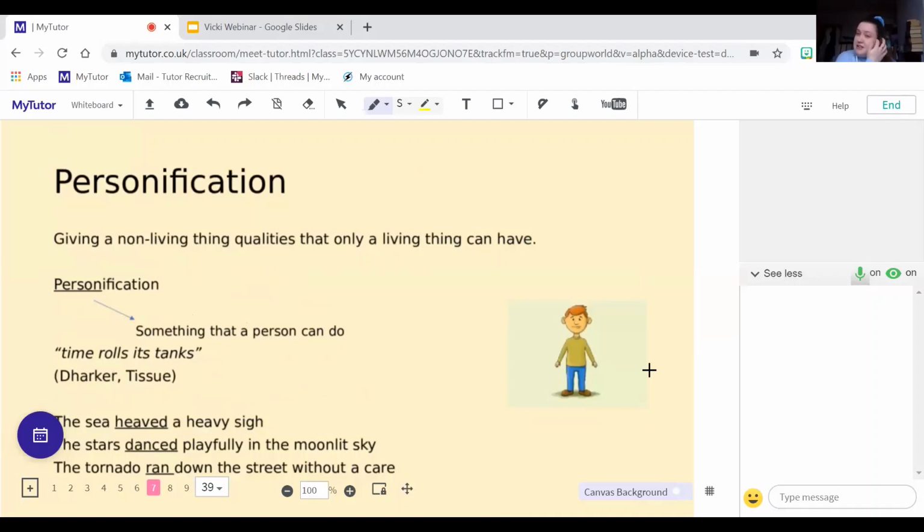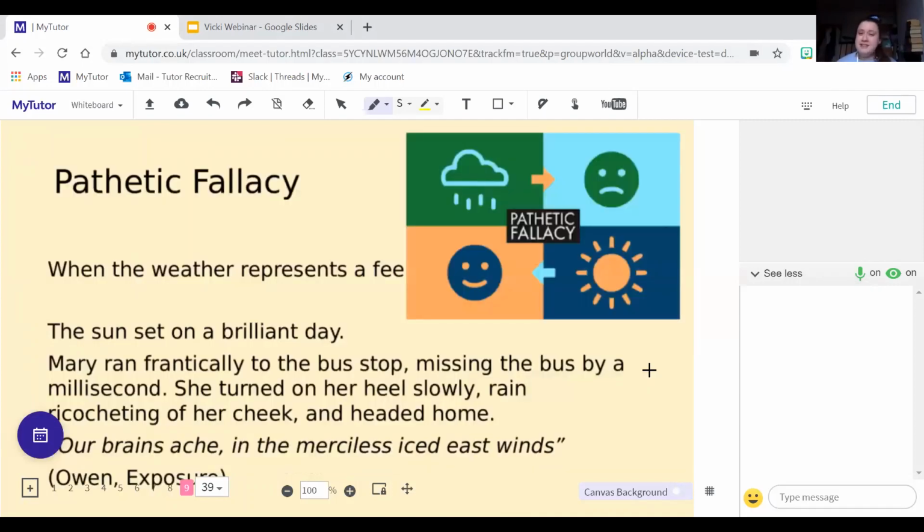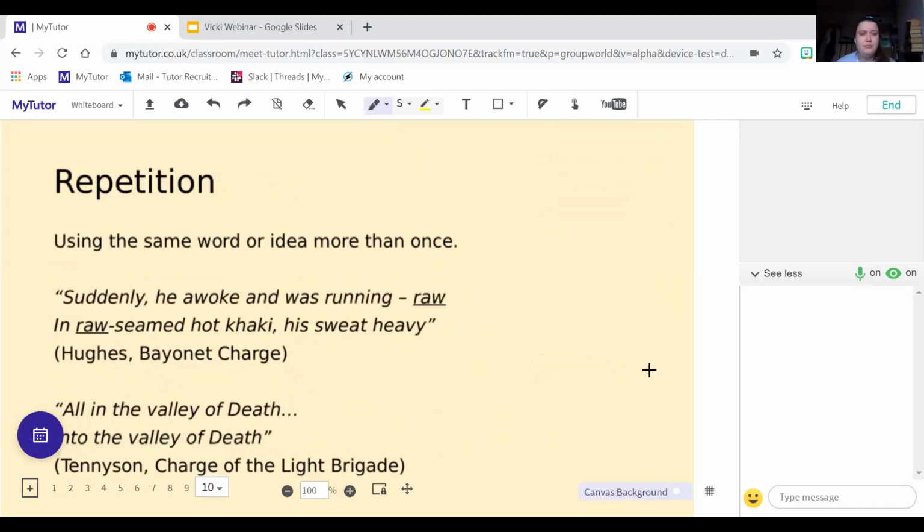So we've got personification. This is giving a non-living thing or object qualities of a human. So for example, saying something can walk, run, anything along those lines. Anthropomorphism, I can never say it, is giving body parts to something else, so table legs. Pathetic fallacy is when the weather reflects a mood, so if it's raining that might be a sad mood, if it's sunny, happy mood. Repetition, saying the same word or the same idea more than once.